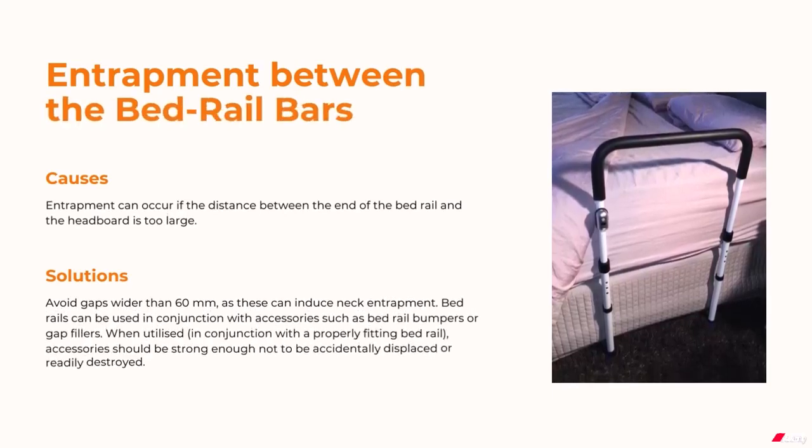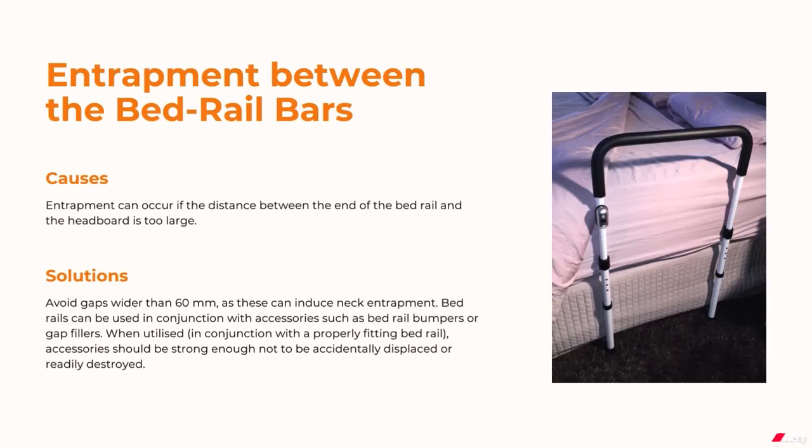Entrapment between the bed rail bars. Causes. Entrapment can occur if the distance between the end of the bed rail and the headboard is too large. Solutions. Avoid gaps wider than 60 millimeters, as these can induce neck entrapment. Bed rails can be used in conjunction with accessories such as bed rail bumpers or gap fillers. When utilized in conjunction with a properly fitting bed rail, accessories should be strong enough not to be accidentally displaced or readily destroyed.